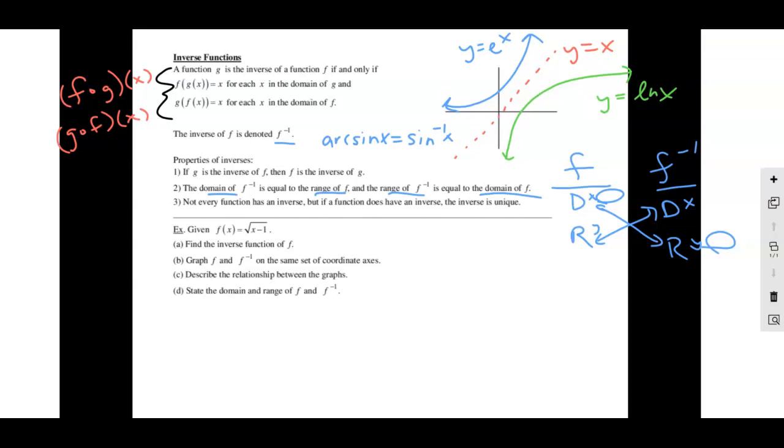Not every function has an inverse. We call those non-invertible. But if it does have an inverse, it only has one. Inverses are unique. One function cannot have multiple inverses. Some functions don't even have an inverse. Some do, but if they do, they only have the one.